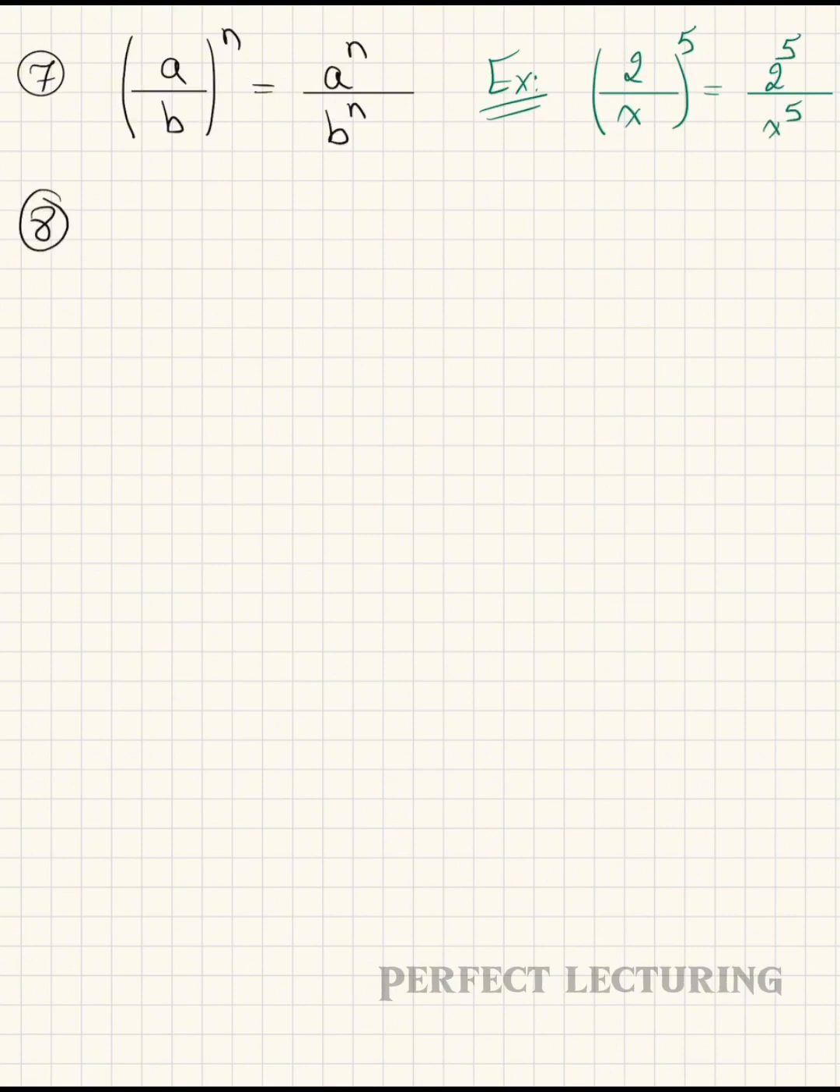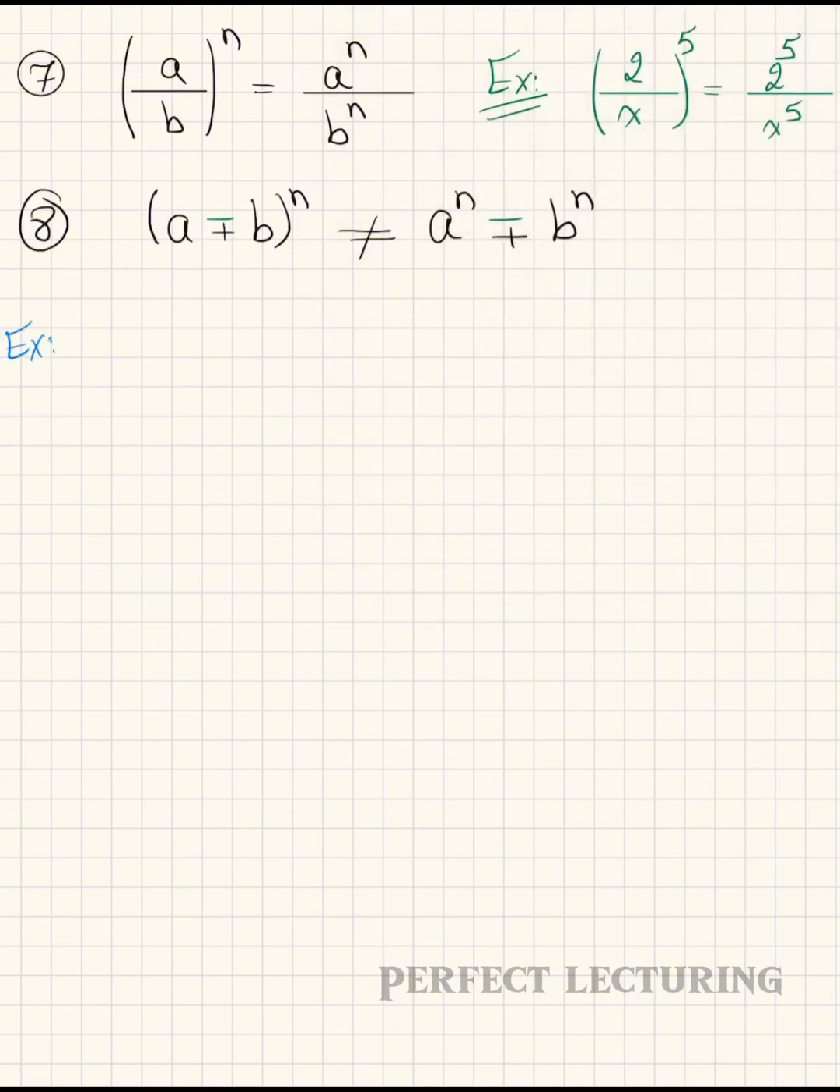However, if I have a plus b to the power of n, if I am adding or, of course, subtracting, it is not equal. I cannot distribute the exponents. It's not equal to a to the power of n plus, or maybe minus, depending on what you're doing, b to the power of n. This is not equal. I will do an example and show you the difference.